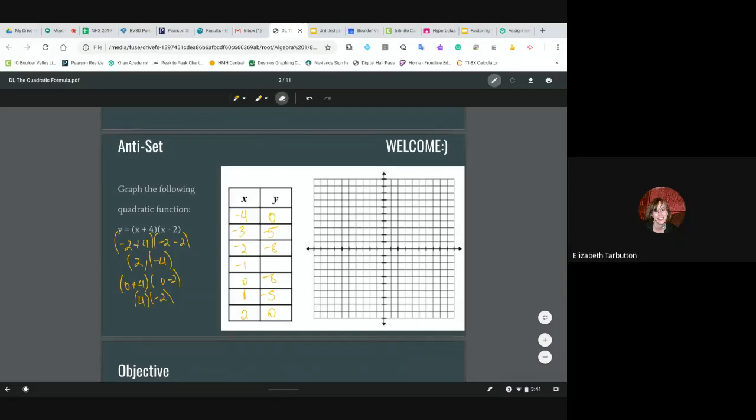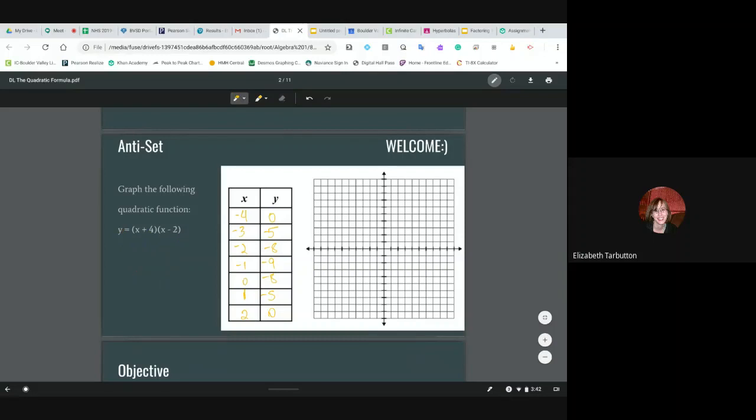That's nice. And then we're going to find this next point at -1. So -1 plus 4 times -1 minus 2, and we get 3 times -3, which is -9. And since that's the only point that's like it, that's the vertex of our graph.